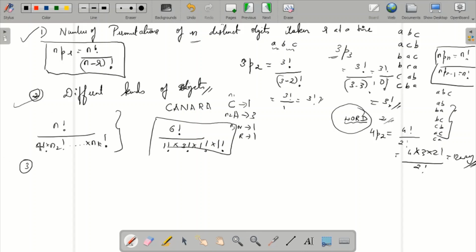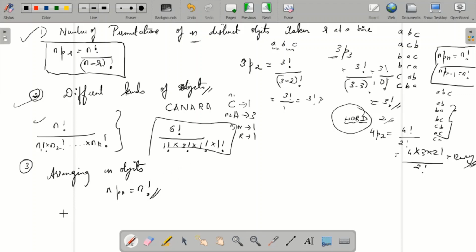Next, when you want to arrange n objects, that means just arranging n objects, with no 'at a time' given, it is nPn. Arranging n objects, you can take nPn, that is nothing but n factorial. Arranging n objects is n factorial.